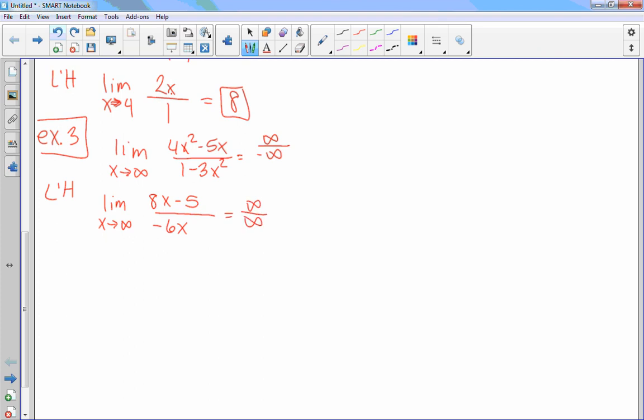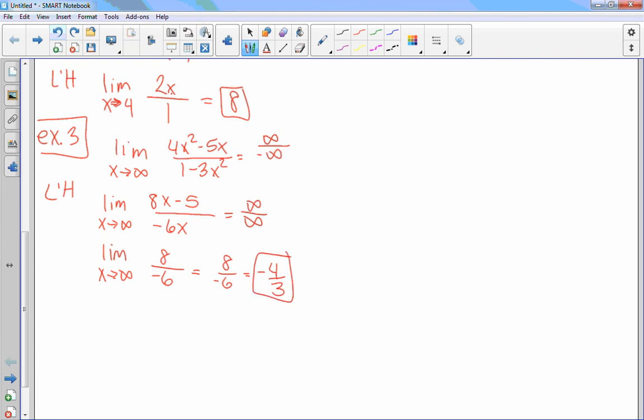Because this could have been the beginning of the problem, if we had an indeterminate form at this step, it means we can apply L'Hopital's rule again. Limit as x approaches infinity. Okay? So the derivative of the numerator would be 8, the derivative of the denominator would be negative 6, so we get 8 over negative 6, which is negative 4/3.